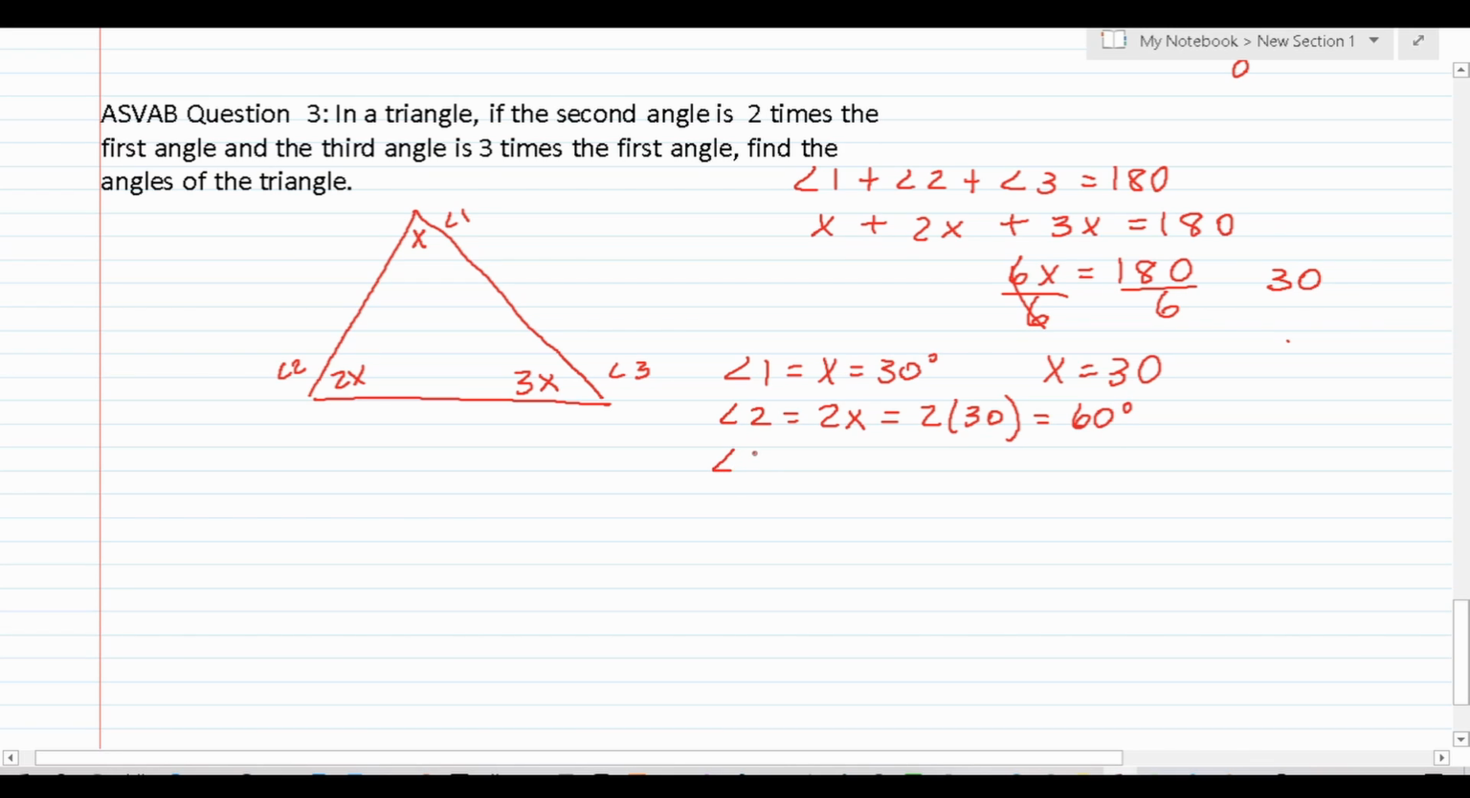And finally, we know angle 3 corresponds to 3x, which means that we can plug in x pretty easily and solve for the measure of angle 3. So this becomes 3 times 30. 3 times 30, we should be able to do in our head, is 90 degrees. 30 plus 60 is 90, plus 90 is 180, so we're pretty confident we did our work correctly. And we're done with this one. We did everything they asked.